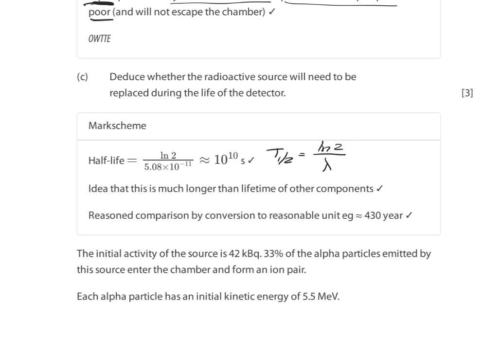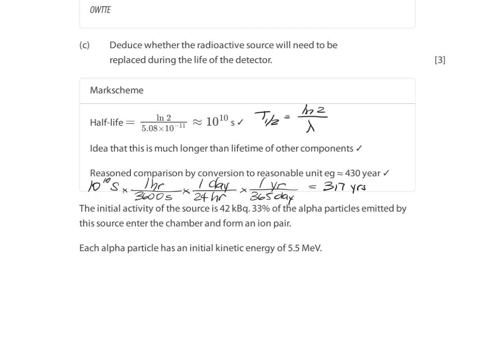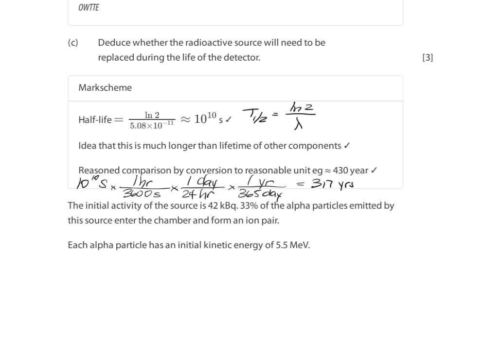10 to the 10 seconds seems like a long time, but they make a good point here in the mark scheme to be like, well, how long is 10 to the 10 seconds? And I don't really see where they're getting 430 years. I'm getting 317 years. But even so, you don't need your smoke detector to last 317 years. So, yeah, the radioactive source will still be good for the life of its detector.